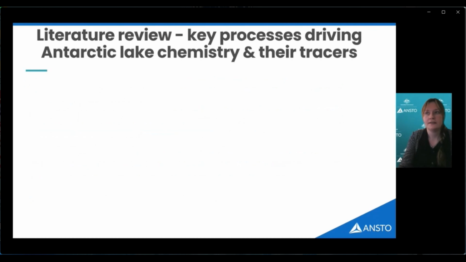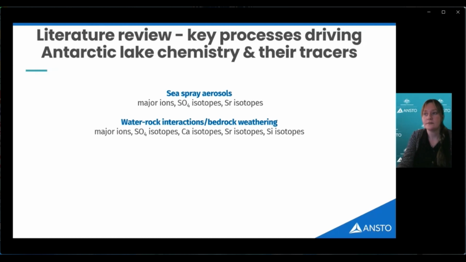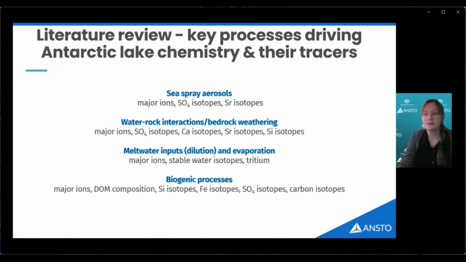So we identified a number of different key processes that affect lake water chemistry and also the tracers that we use to identify them. These include sea spray aerosols, water-rock interactions, meltwater inputs and evaporation, biogenic processes, and dust or aerosols.